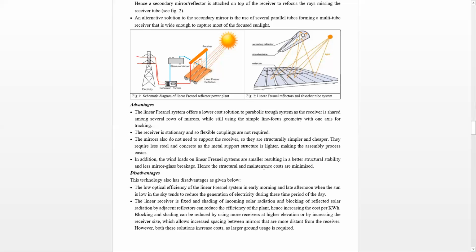Now, the fourth type of these solar thermal systems is the solar tower power system. I will cover that fourth type of solar system in my next lecture. And so here I am concluding this lecture.